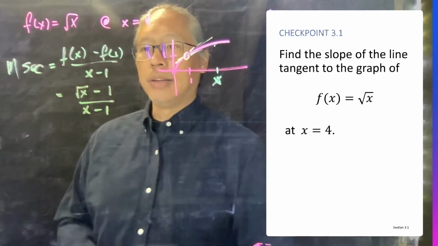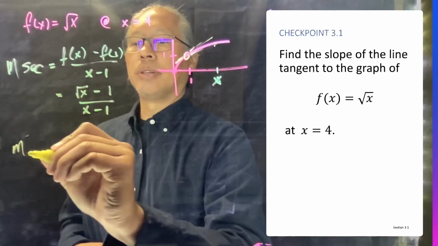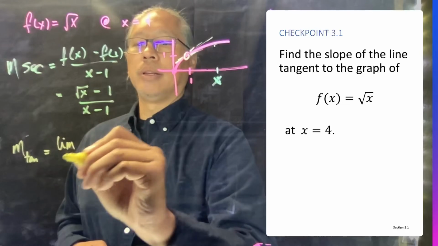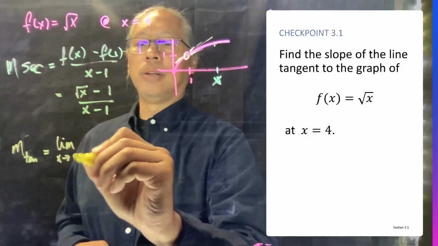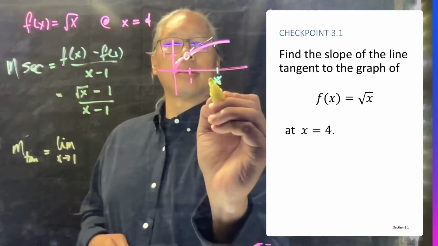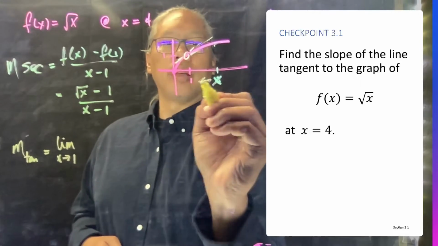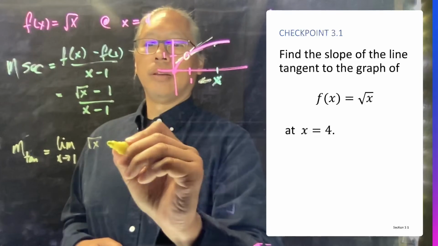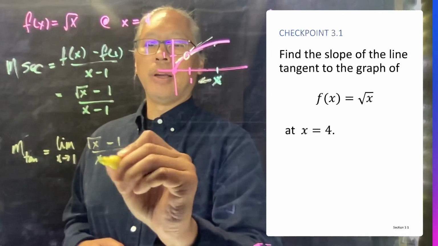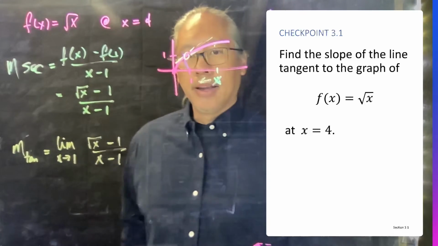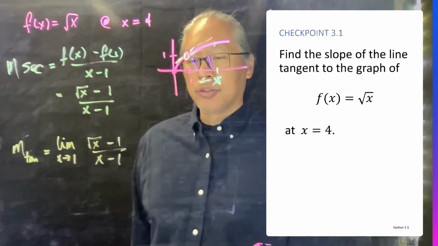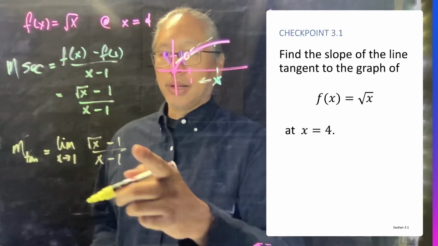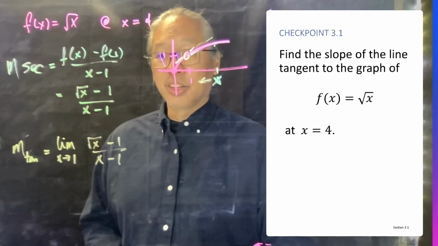To get the tangent line, let's call it m sub tan for tangent line. We need to take the limit as x approaches 1, as x gets closer and closer to 1, of this expression. That's the square root of x minus 1 divided by x minus 1. And we know from the limit rules that we can try to plug it in. We're going to get something that's indeterminate.